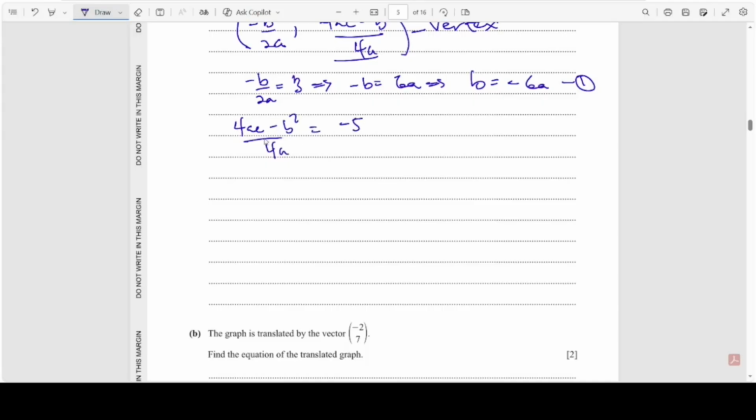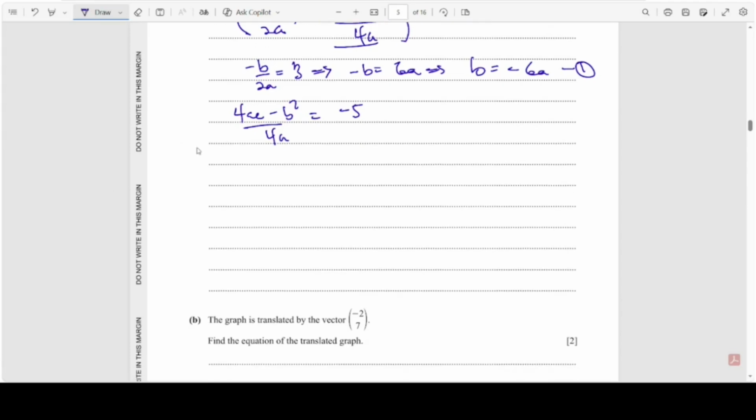We found what c is, and we've also found b to be -6a. So we can just do substitution into the formula, and then we find it. So let's do substitution. I will maintain c for now, and then I will replace b by -6a, all squared all over 4a.